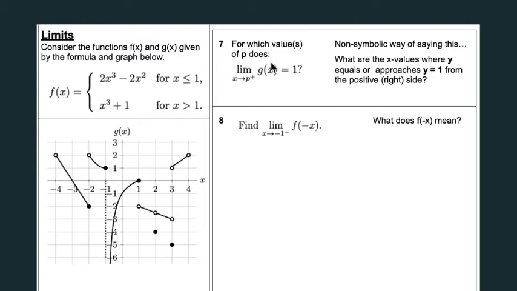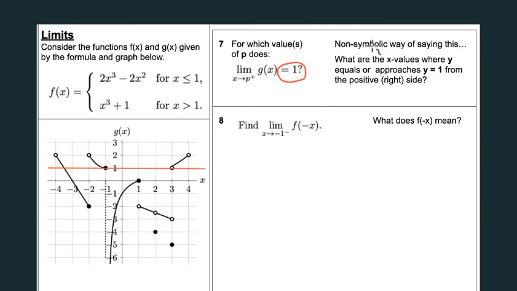Reading this notation is so loaded. We have to remember that the answer to a limit is a y value. So it's saying, when is the y value 1 as I approach from the right, p on the positive side? So what's that value of p? And this is going to be an x value, right? The first thing I would do is go down to g and make a line across at 1. There we go. That's the line y equals 1, and that takes care of this.